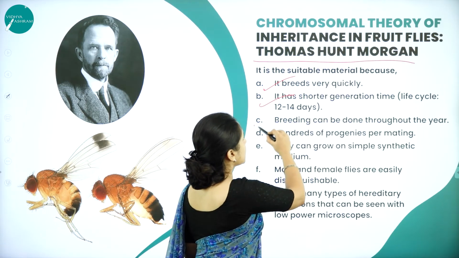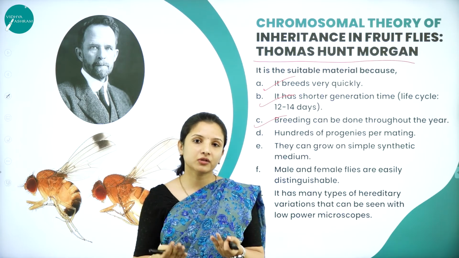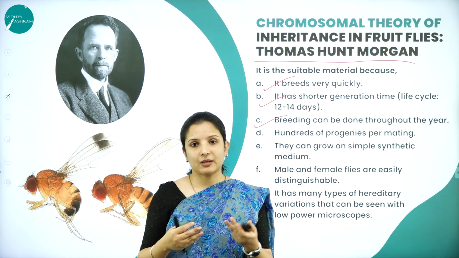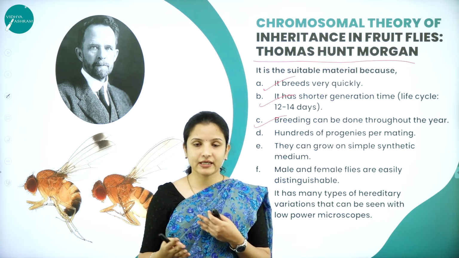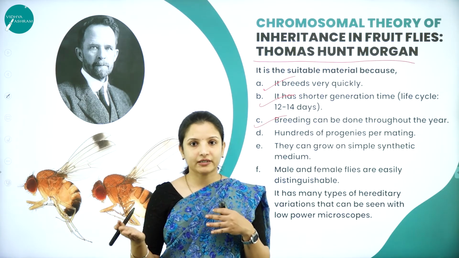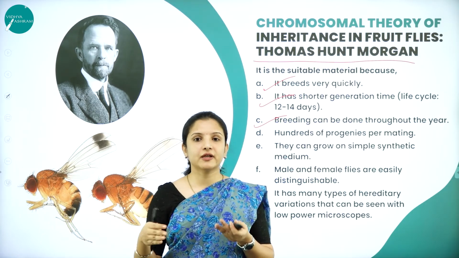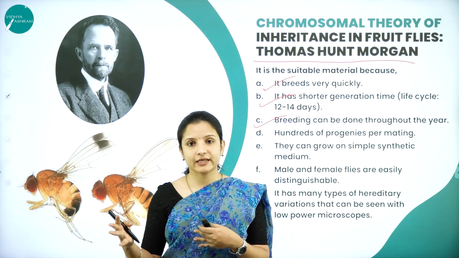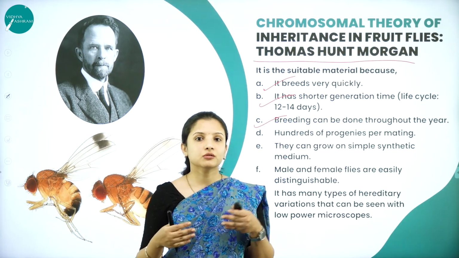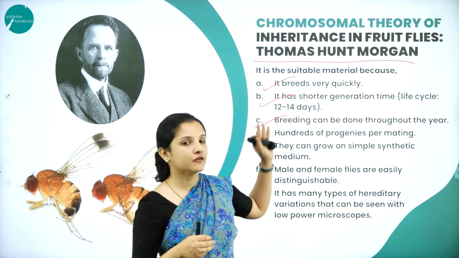And also he found out that throughout the year the breeding can be done. Why throughout the year? Because say for example there is an elephant. Can you breed the elephant throughout? No, only once in a few months it will give rise to a baby, and the baby again has to grow into a fully grown elephant, and to complete its life cycle takes lots of years.